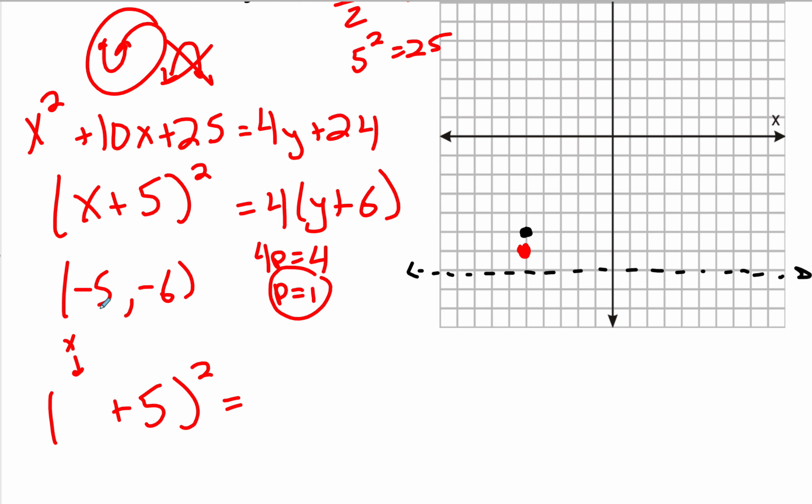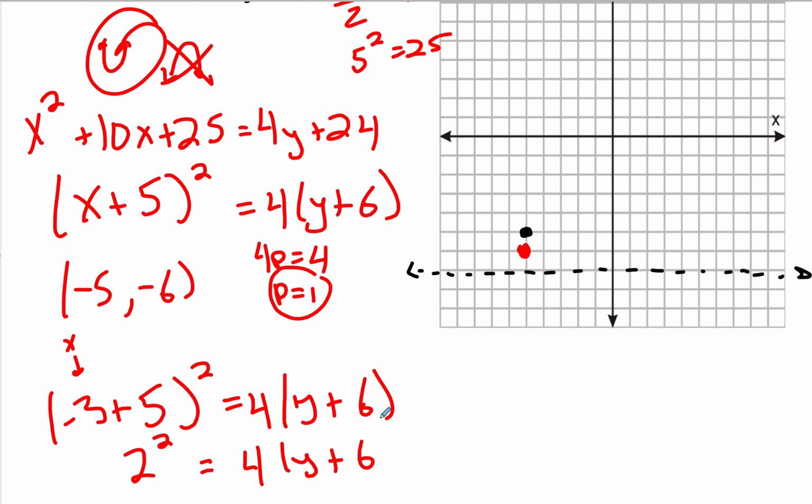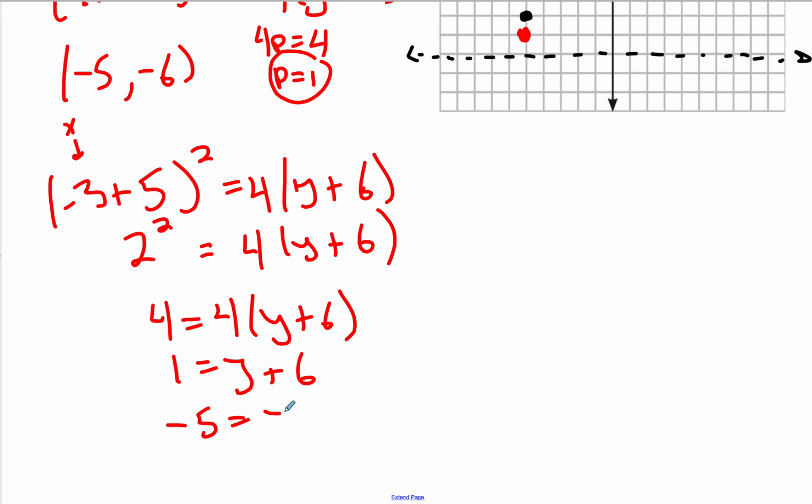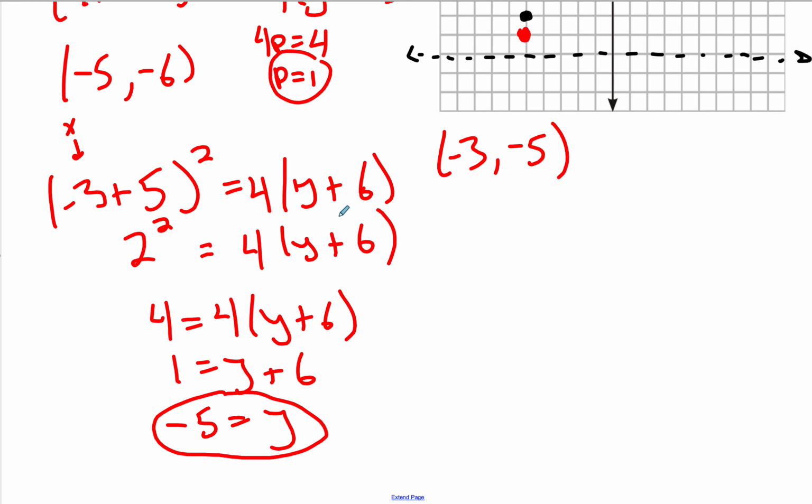So I'm going to make it -3, because -3 plus 5 is 2. Mine would have worked as well. It would have ended up being 16, and that would have worked. It's just no guarantee that it would have fit on the graph. So we get 2 squared equals 4 times y plus 6, which means 4 equals 4 times y plus 6, which means 1 equals y plus 6. So -5 is equal to y, subtracting 6 on both sides. So that means -3 went in, and the answer ended up being -5 for y.